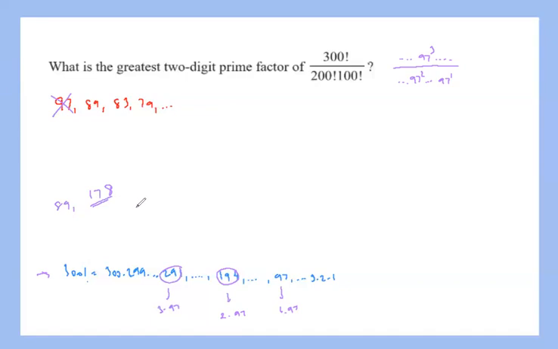So these are the only 2 numbers that will be in this 200 factorial, which means you have 2 factors of 89 in this number, and then you have 1 factor of 89 in this number. So in total, when you multiply, you get 3 factors of 89.